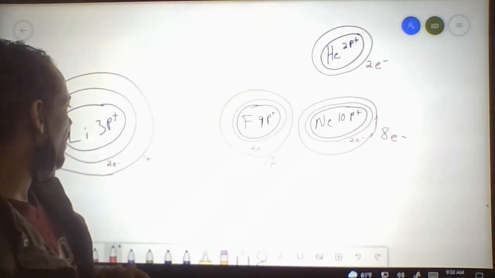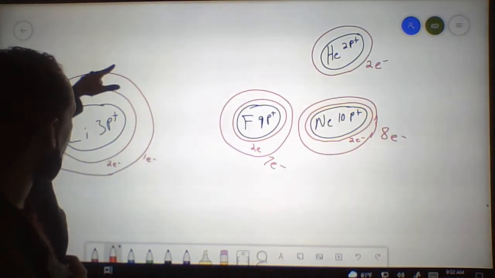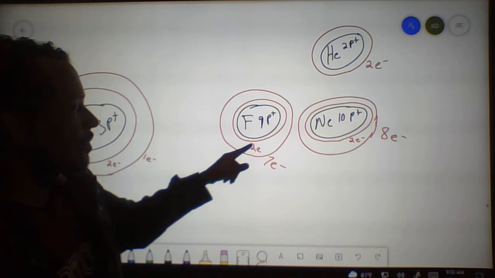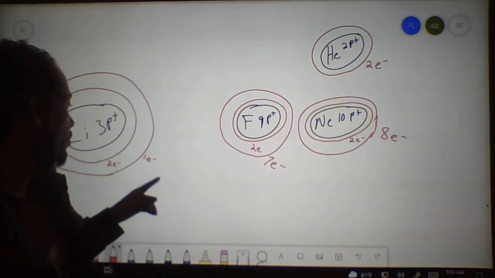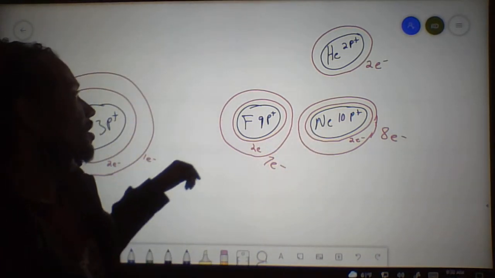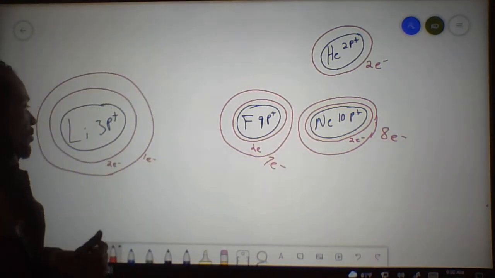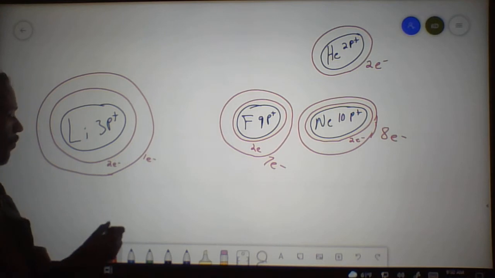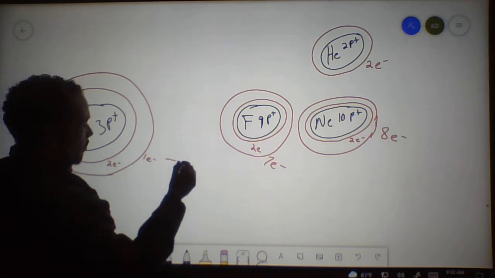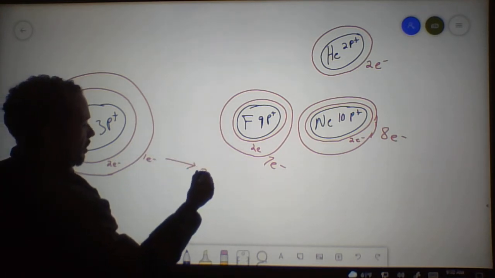So then I want to decide, is it going to be easier for him to gain 7 electrons and become like neon, or is it easier just to lose 1 electron and become like helium? Well, it's going to be easier to lose 1 than it is to gain 7. So this one wants to lose 1 electron, so he's going to get rid of this electron. So he's kicking it out.